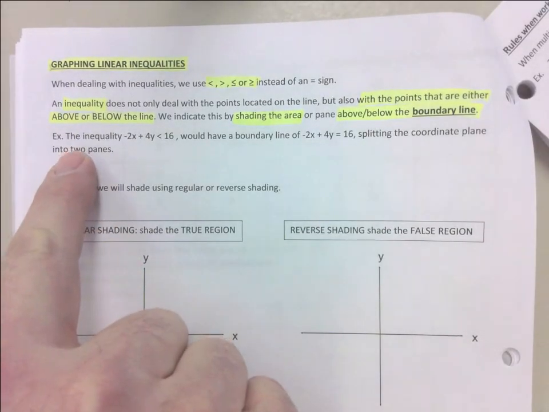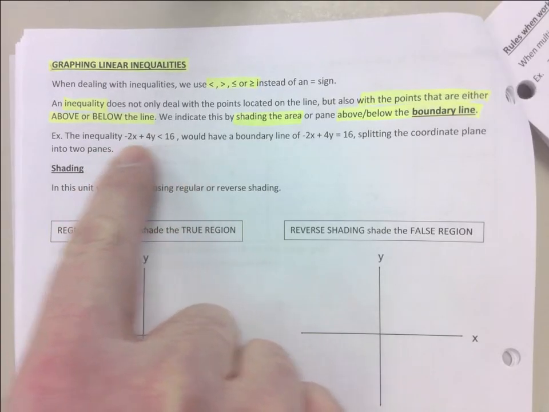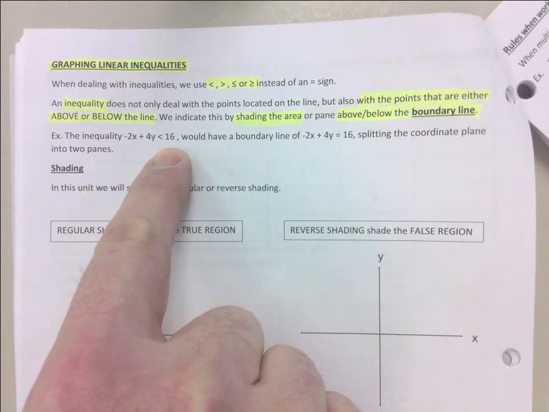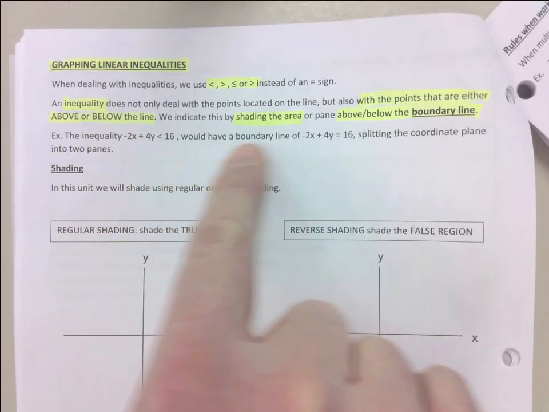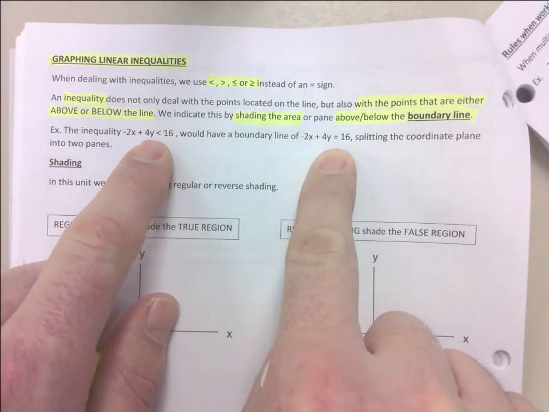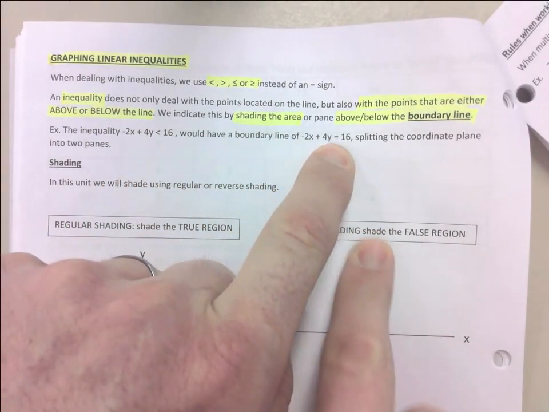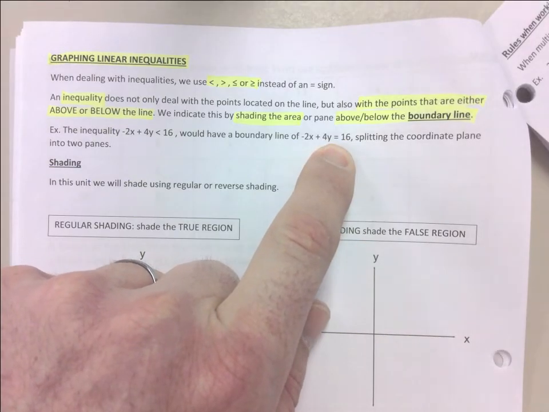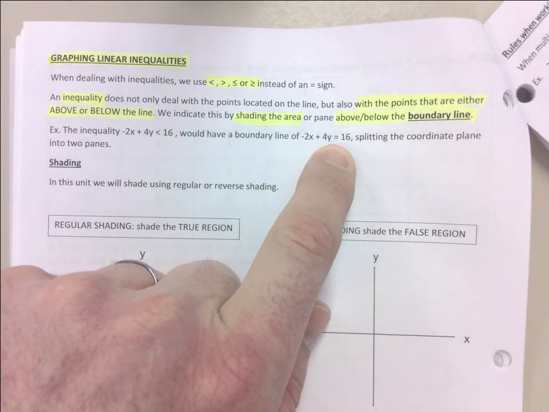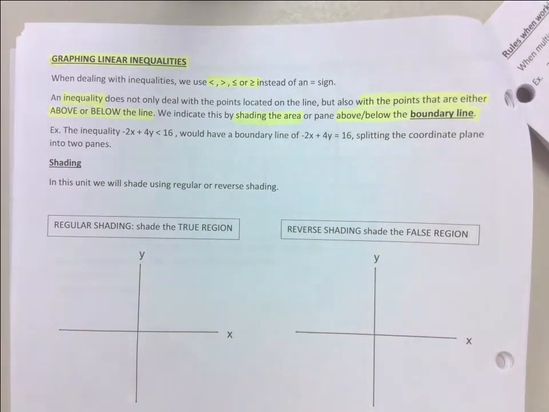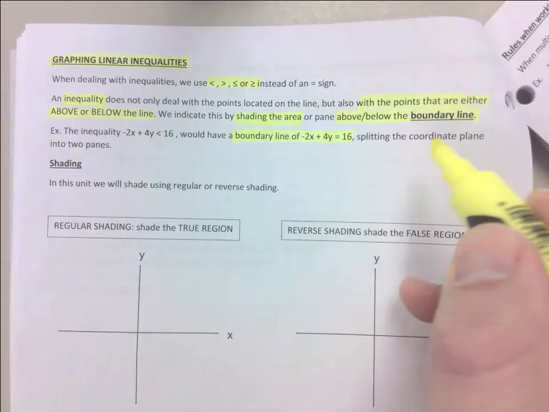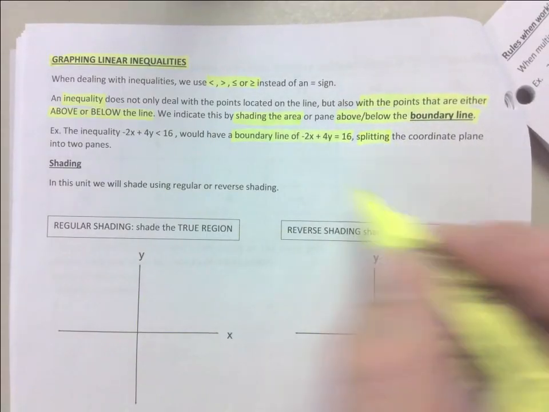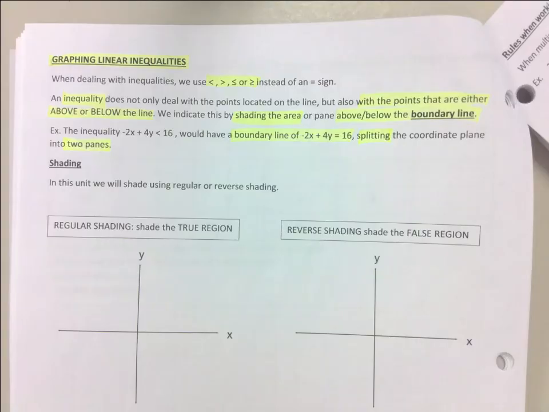If I give you something like this, that inequality there, the boundary line of this inequality is found by simply, watch what we do with that inequality. We actually do turn that into an equation to find that line that will cut the graph in two planes. We call them planes or areas, okay? So the boundary line is this, and we split it into two planes for that reason.